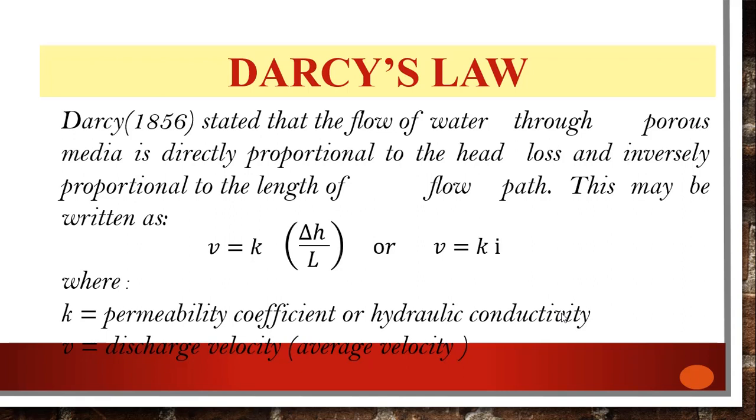Darcy stated that the flow of water through the porous media is directly proportional to the head loss and inversely proportional to the length of the flow path. This may be written as v is equal to k into hydraulic gradient. So we can write it as v = k i, where k is the permeability coefficient or the hydraulic conductivity, and v is the discharge velocity, or we can say the average velocity.